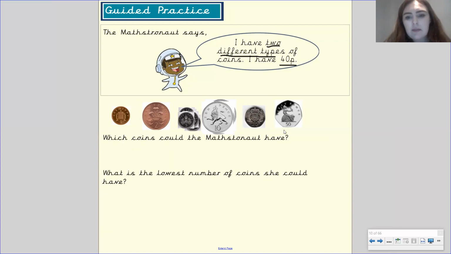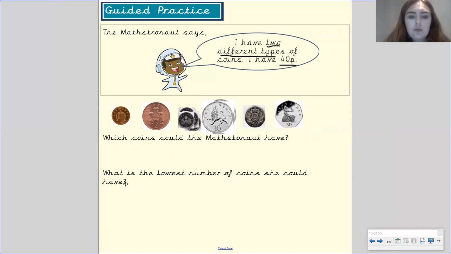Are there any coins there that you won't be able to use? Pause the video to have a think. That's right, you would not be able to use the 50 pence because that is a bigger number than 40.